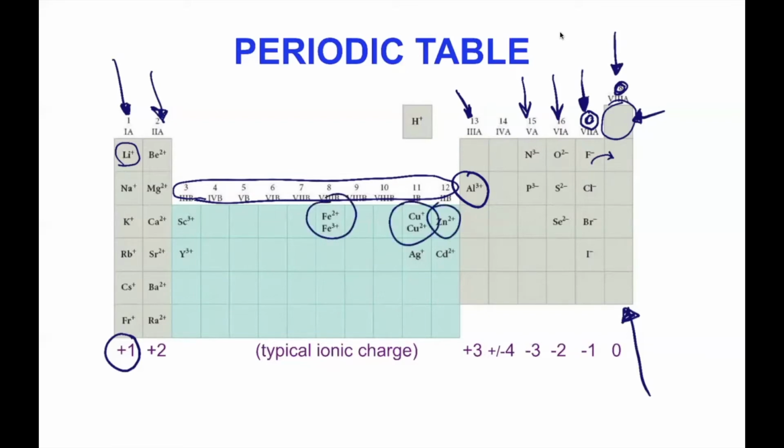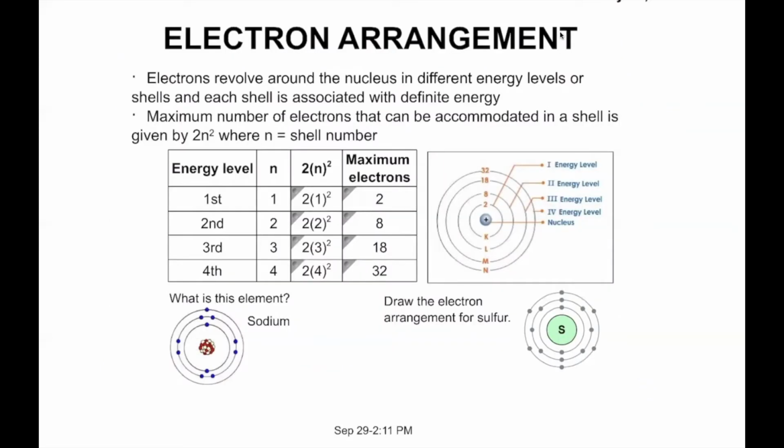Zinc is typically +2. Silver is +1, and so on. So the next thing I want to talk about is electron arrangements. So where are those electrons that we just talked about being present?